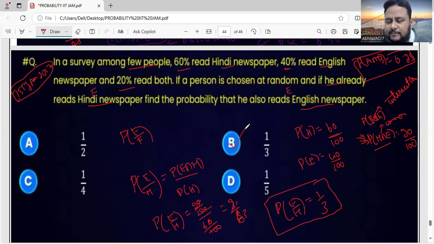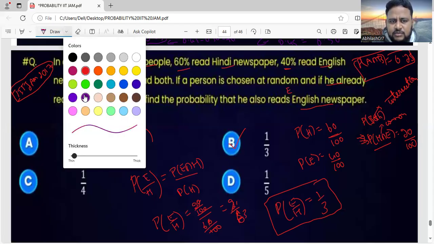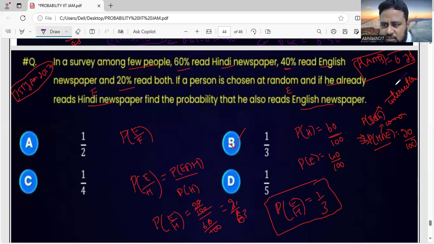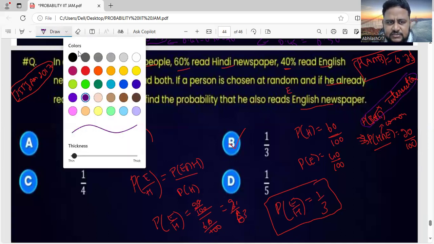That is talking about common. When they say both, they are talking about people reading both, which means they are talking about intersection between the given two events. That you have to remember in this question. I am expecting such questions again in the examination. So when they talk about both, you have to remember that they are talking about intersection. That's why I am highlighting this here.